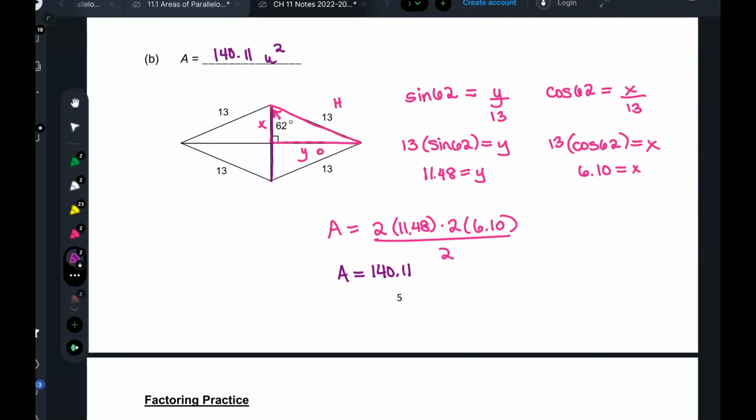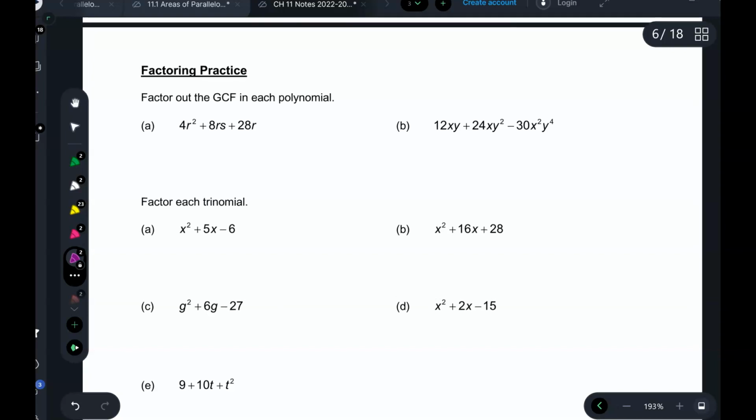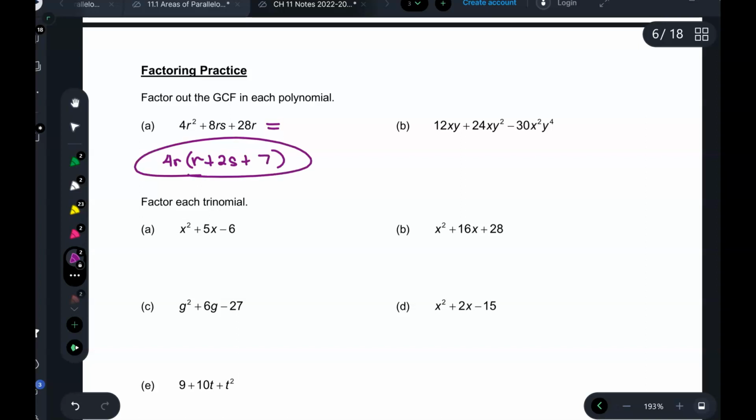Factoring. Just a little bit of factoring practice. Take out 4. GCF means greatest common factor. So the greatest common factor is 4R. So what am I left with? R plus 2S plus 7. You cannot factor the trinomial that's inside anymore.